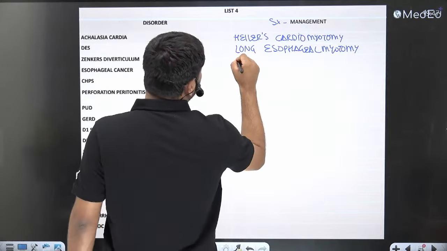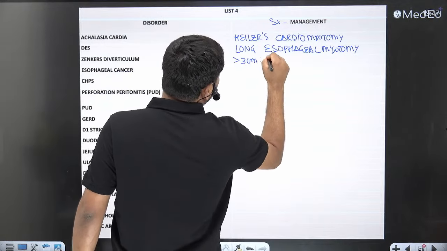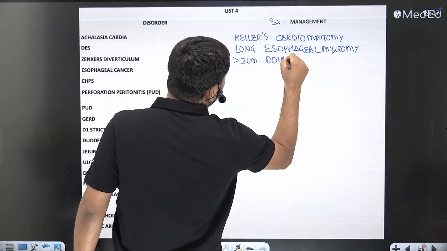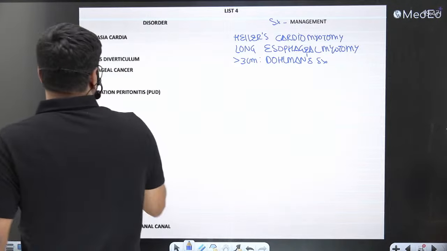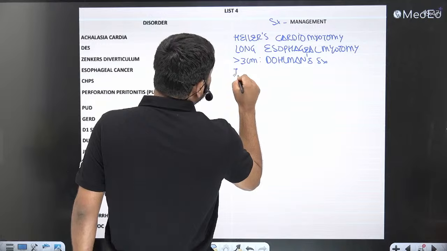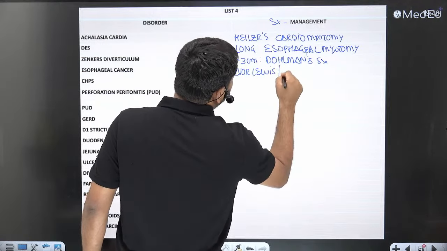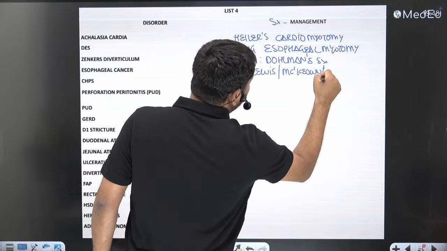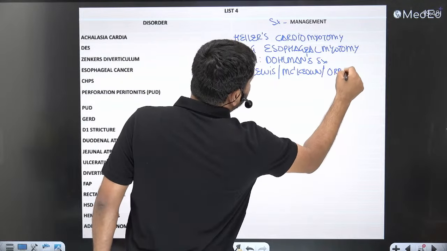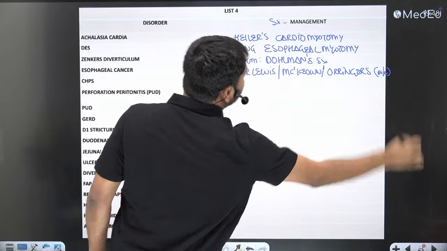Zenker's diverticulum, if it is more than 3 centimeters, we can do an endoscopic Dolman's procedure or the Dolman surgery. For esophageal cancer, we have 3 techniques. We have Ivor-Lewis, we have McKeown's, and Orringer's. And needless to tell you, Orringer's is now the most common preferred method.